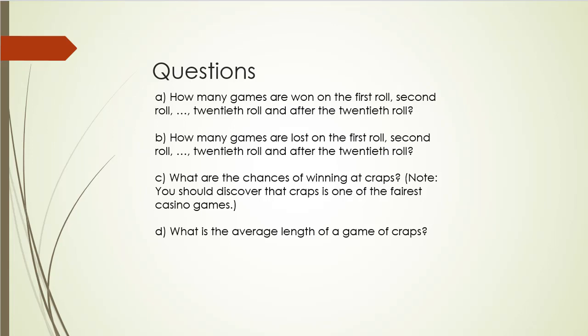Question 1, how many games are won on the first roll, second roll, third roll, all the way up to 20th roll, and after the 20th roll. Also, how many games are lost on the first roll, second roll, all the way up to 20th roll, and after the 20th roll. So we will calculate individual games, and we will see how many rolls it took to win or lose.